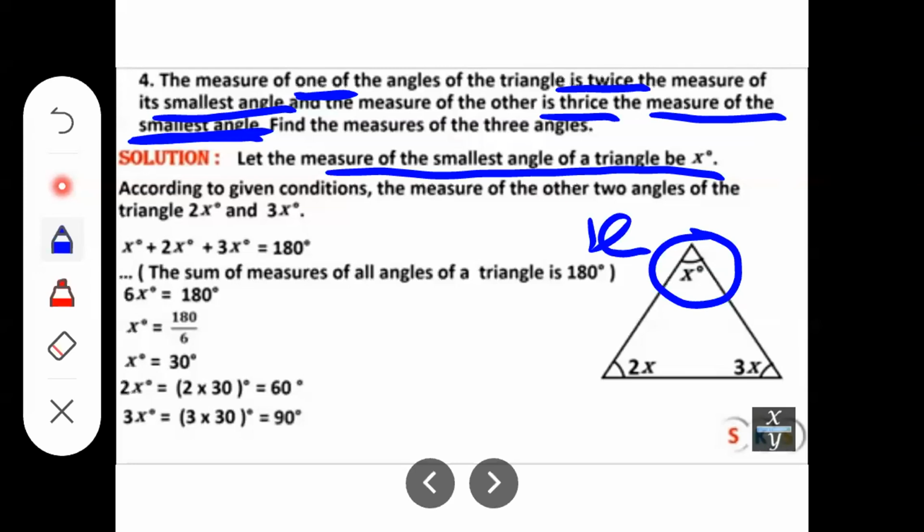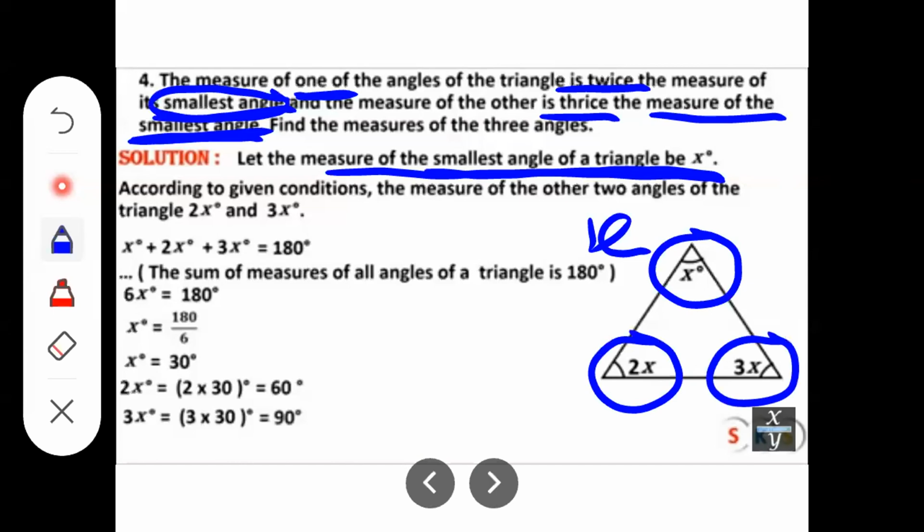So basically we have to assume an angle. They already named it as the smallest angle, so let's assume the smallest angle is x. By the condition, another is twice of it and the next is thrice of it. So the three angles of the given triangle are x degree, 2x degree and 3x degree.